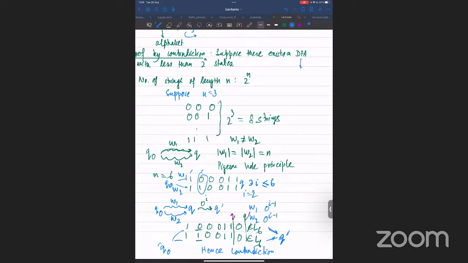Sorry, hence the contradiction. Is it clear, Tefila? Yes. Ankit? It's Ankit, is it? Yes, yeah. Clear.